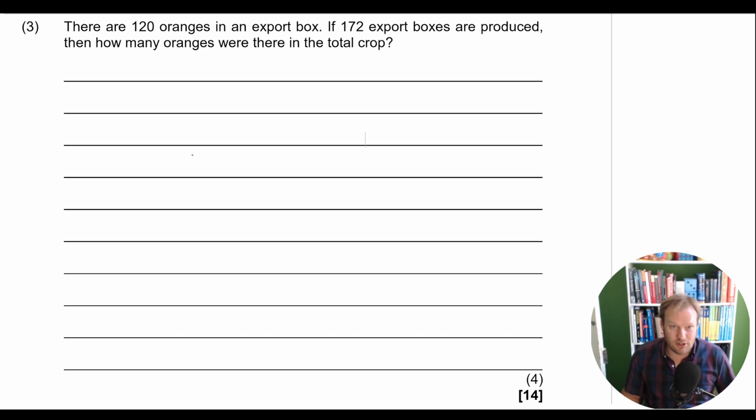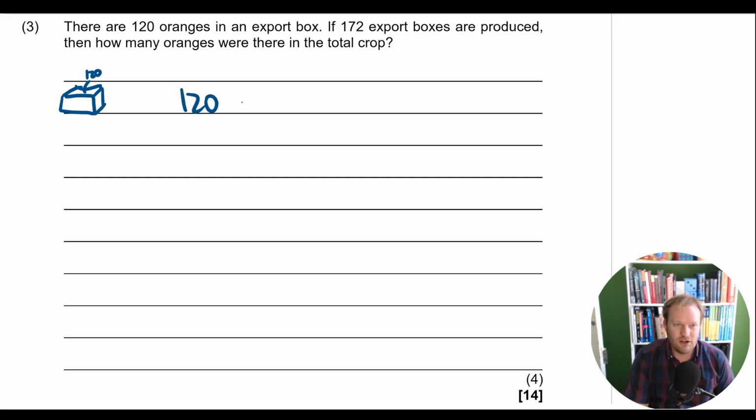Okay, so let's head into the last of these oranges that are becoming quite the mouthful here. There are 120 oranges in an export box. So there's a box, and inside there are 120 oranges. 172 export boxes are produced. So what we can work out at first is how many oranges were exported.